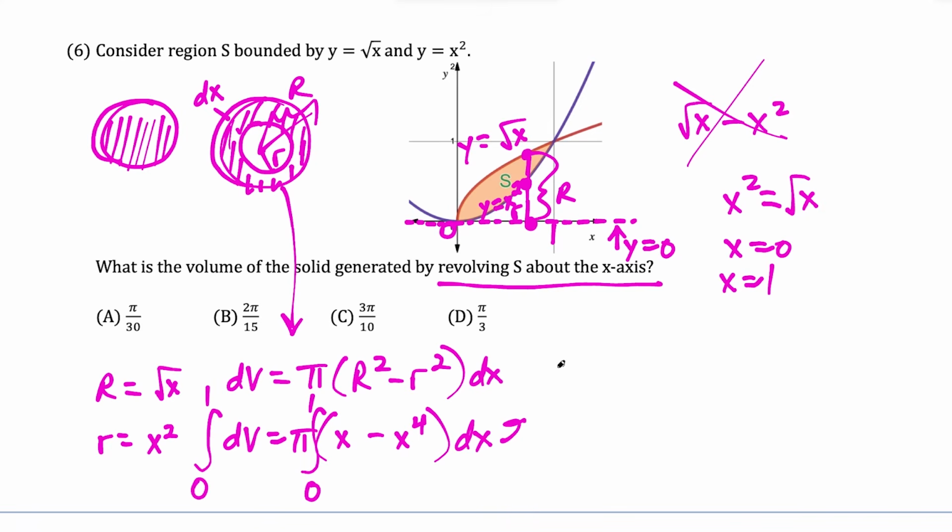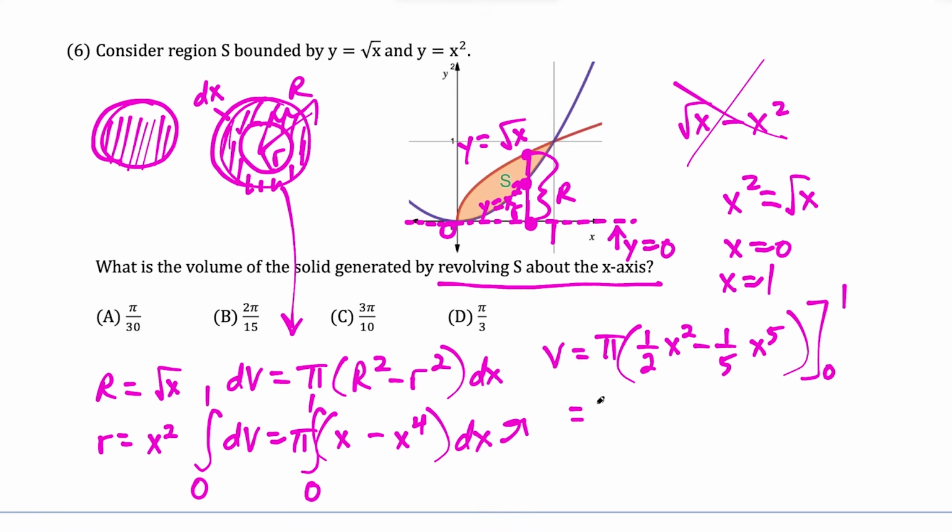We're going to say that the volume is capital V, and we're going to have pi times, and now we antiderive. The antiderivative of x is 1/2 x squared, and then we have minus the antiderivative of x to the 4, which is 1/5 x to the 5th. And we're evaluating this from 0 to 1.